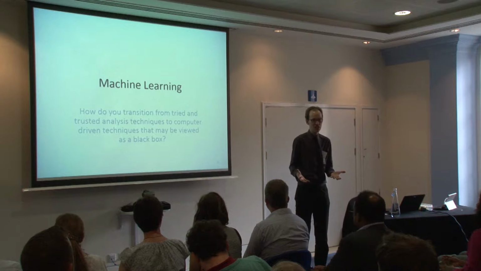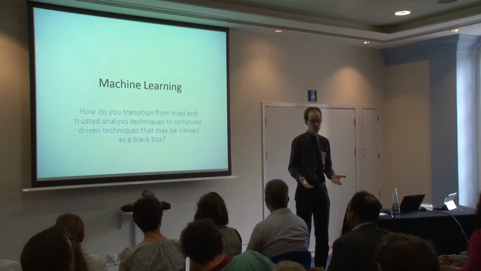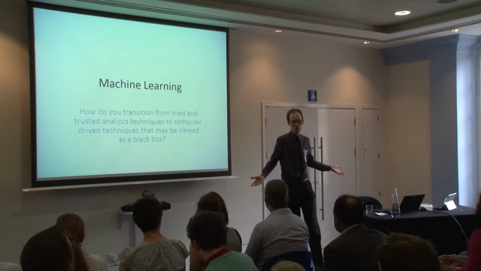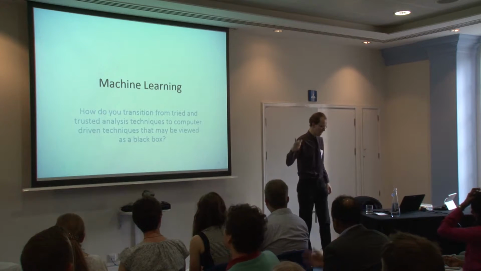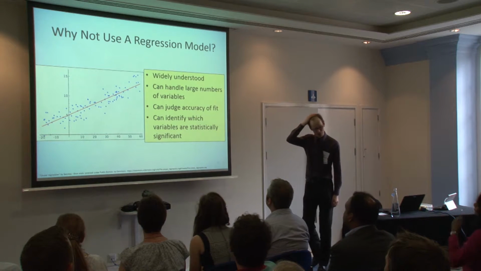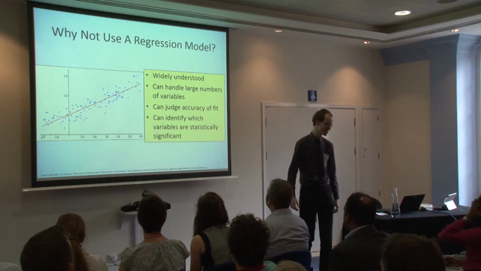But actually what you can end up with is something where you go back to the business and say, yeah, the computer kind of says this is why we should be doing this. I don't quite know why. So this is about how we get there and why we go there. So firstly, why not use a regression model? It's worked well for hundreds and hundreds of years.